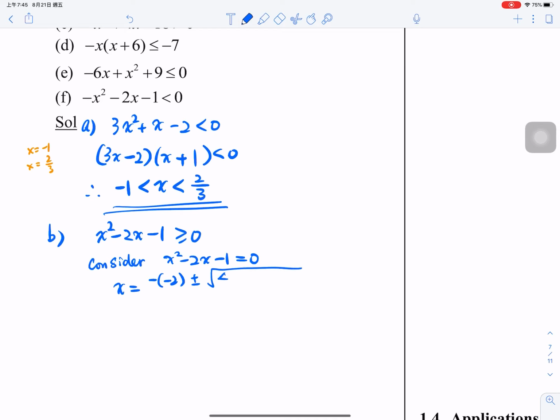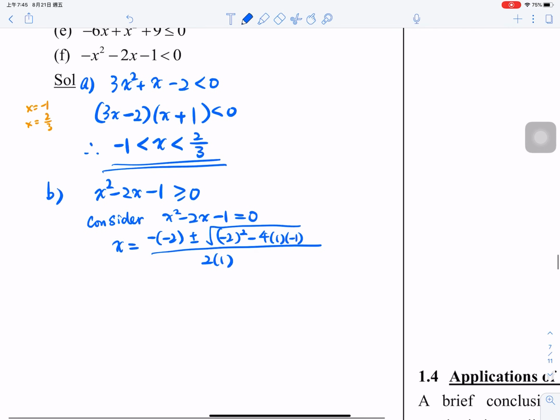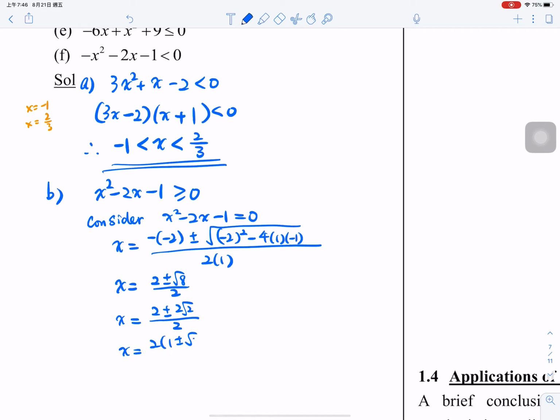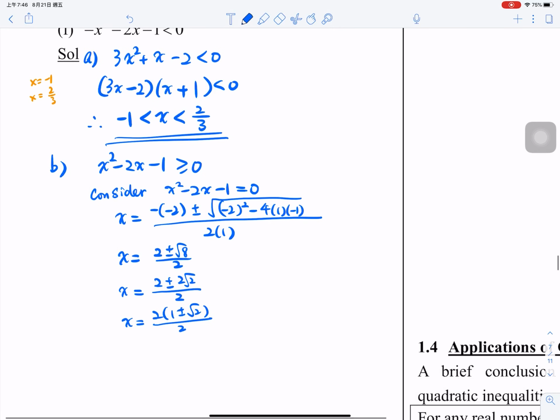So b squared minus 4ac and then over 2a, right? At least write this step and afterward simplify. 2 plus, okay, square root 8 is 2 root 2, remember? And take out the common factors. At the end, you found that this one is 1 plus root 2 or 1 minus root 2.